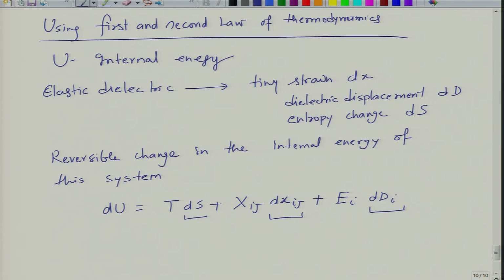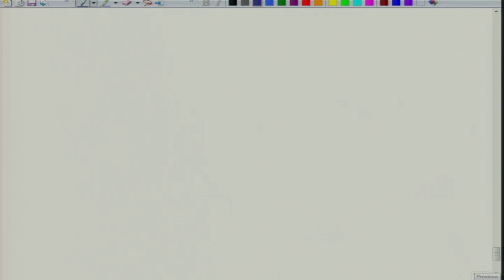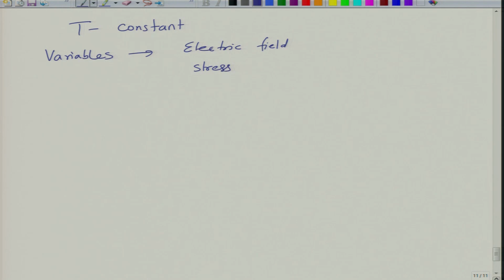So, most of our measurements, although we make temperature dependent measurements, at each temperature certain measurements are made. Most of the electrical or dielectric measurements are all isothermal in nature. So, temperature is generally kept constant, whereas other variables, you can have electric field, or you might apply change in stress. These are the parameters that you independently vary.